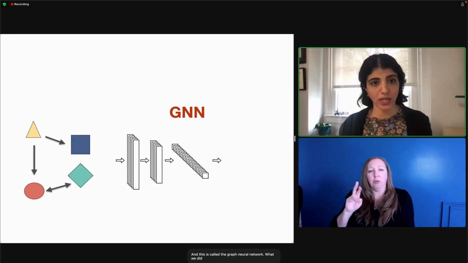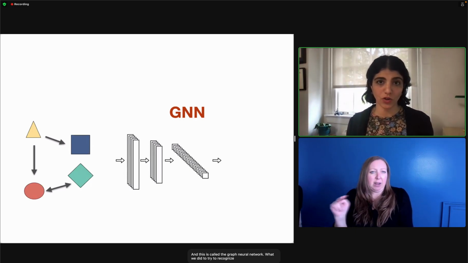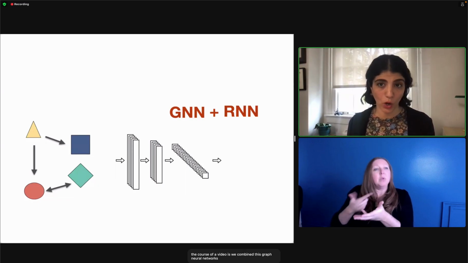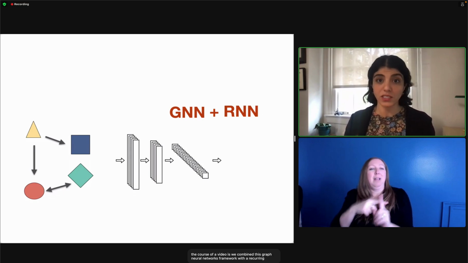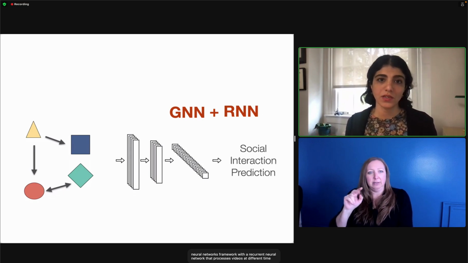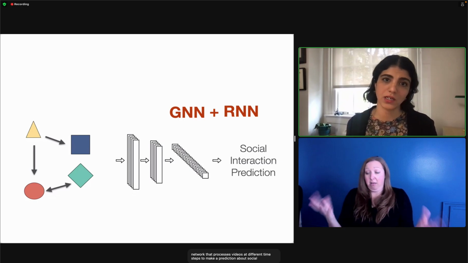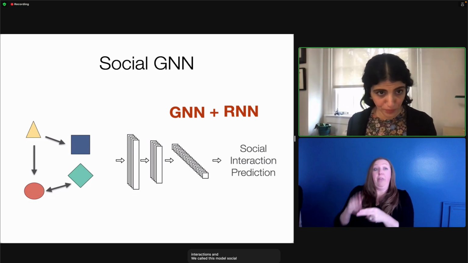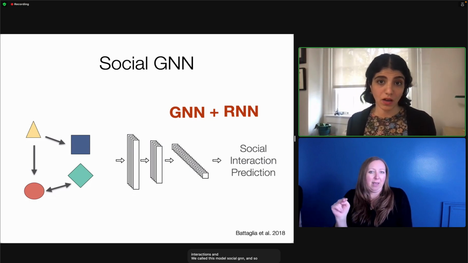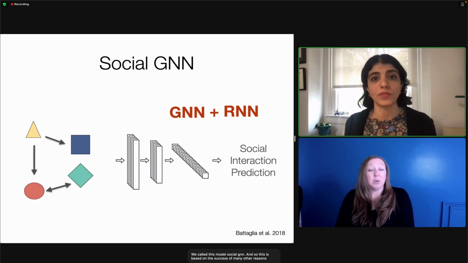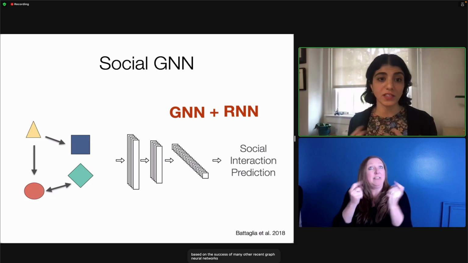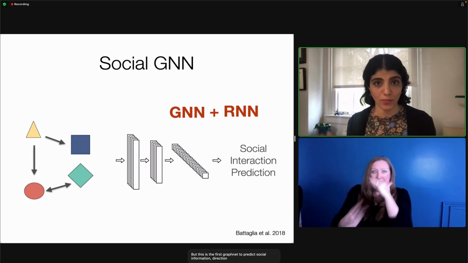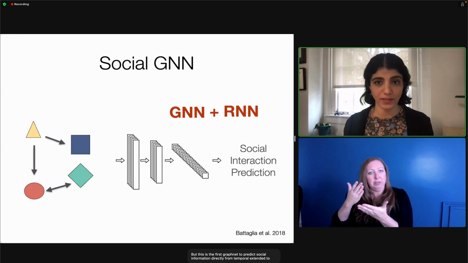What we did to try to recognize social interactions over the course of a video is we combine this graph neural network framework with a recurrent neural network that processes videos at different time steps to make a prediction about social interactions. And we called this model SocialGNN. So this is based on the success of many other recent graph neural networks, but this is the first graph net to predict social information directly from temporal, extended temporal events.